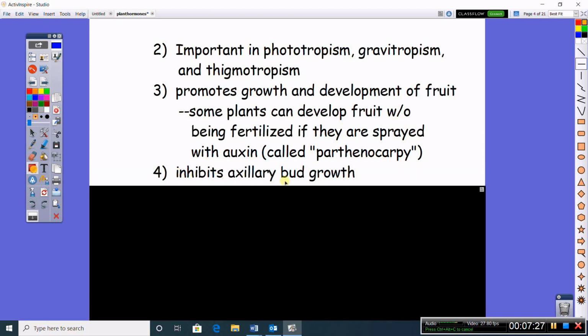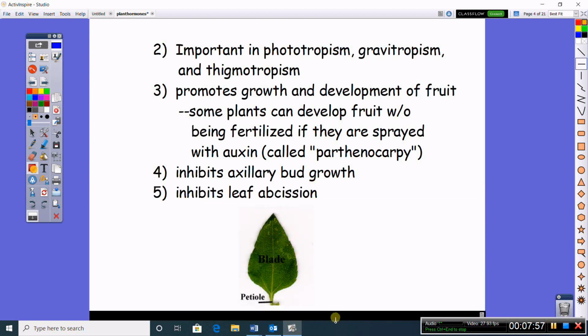Auxin, we know already, inhibits axillary bud growth. Remember, you'll find an axillary bud in like kind of the armpit, right? It's where a stem and a leaf comes out of the stem. That's where you'll find an axillary bud. The apical bud at the top of the plant produces auxin, and it will suppress axillary buds. So if you want a plant to grow fuller, you have to cut off the apical bud so that the axillary buds can grow. And then auxin inhibits leaf abscission.